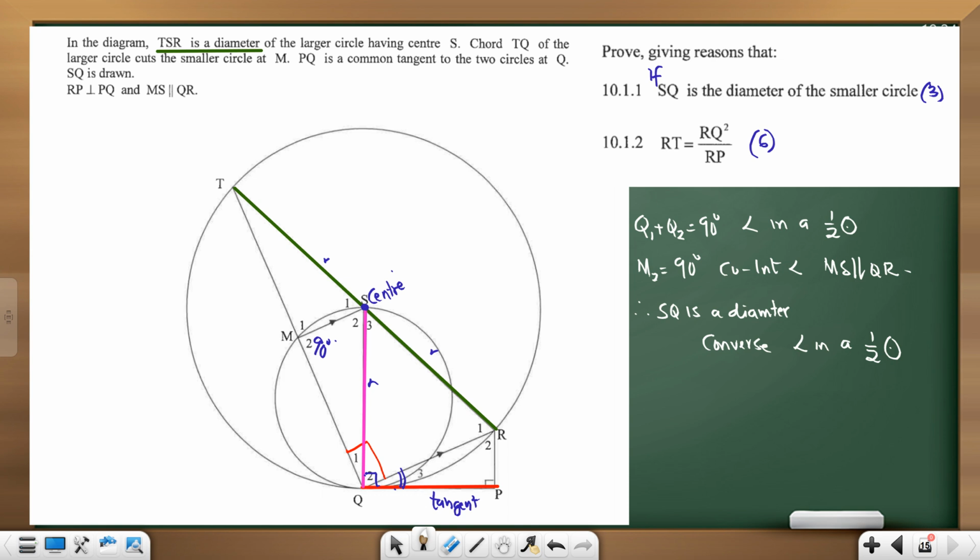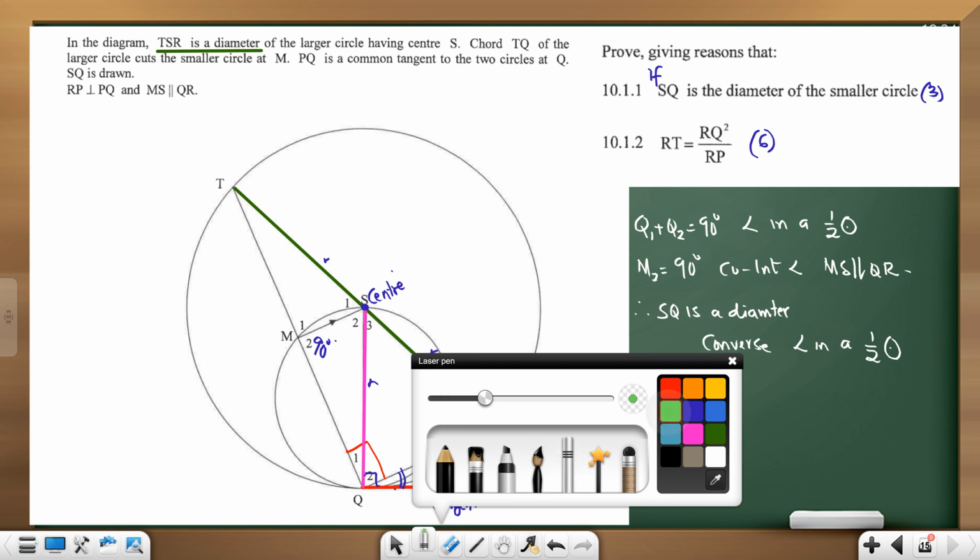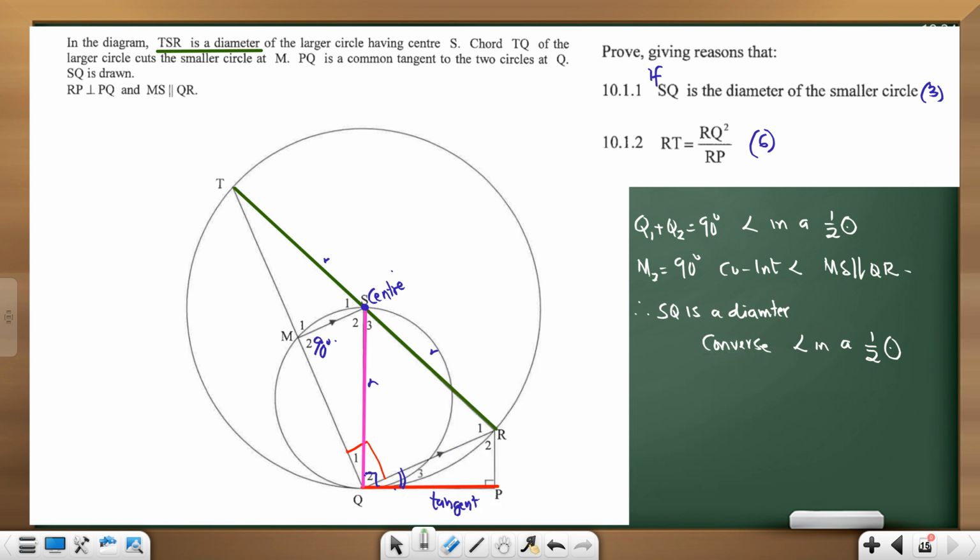Are you okay? So guys, the skill is what I'm trying to show you, remember? Once they say prove the nature of a line or a shape, bring in your if statement. Now, don't be scared. I know some of you are already saying, 6 marks. What are we going to do? Let's try. RT equals to RQ squared. Let's first look at those lines. Don't worry, I'm here to guide you on those 6 marks.